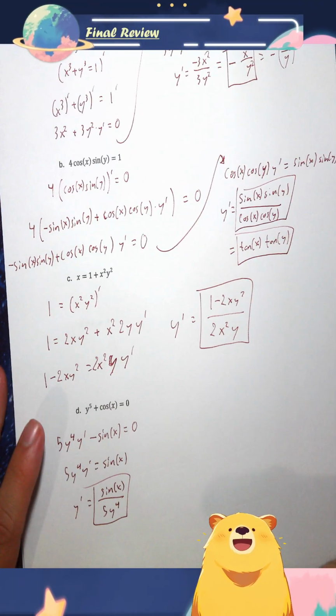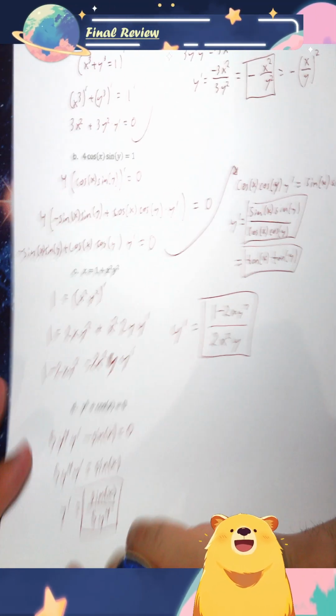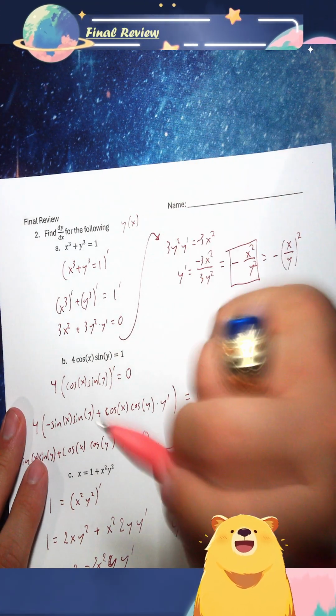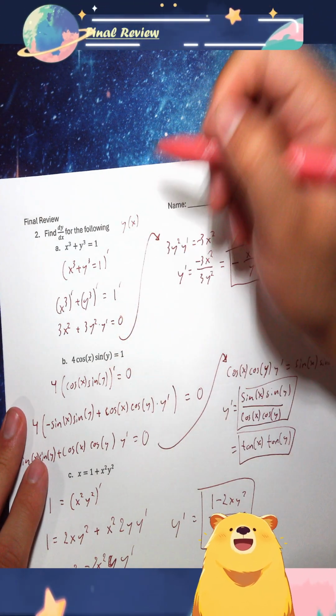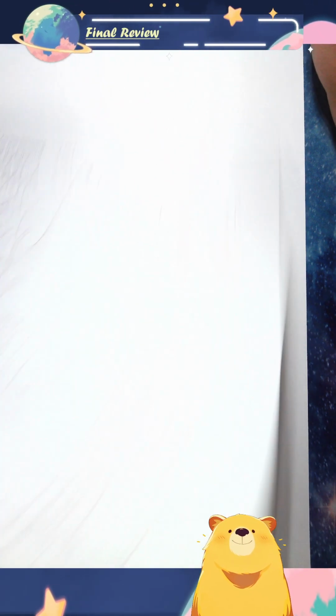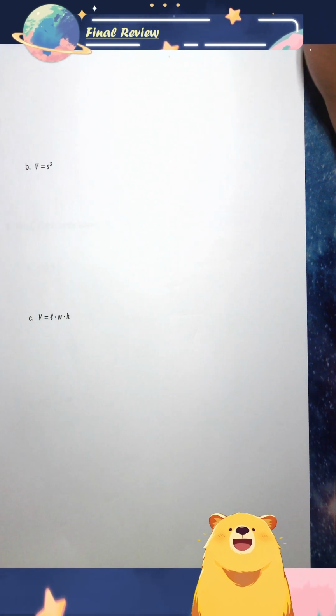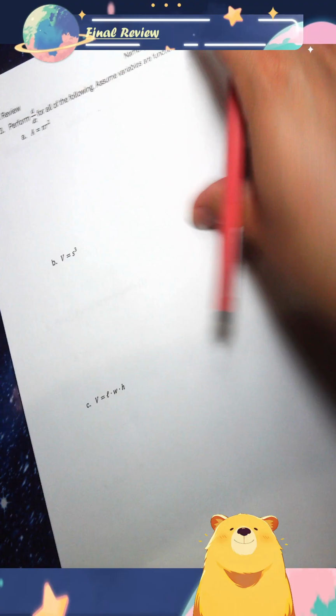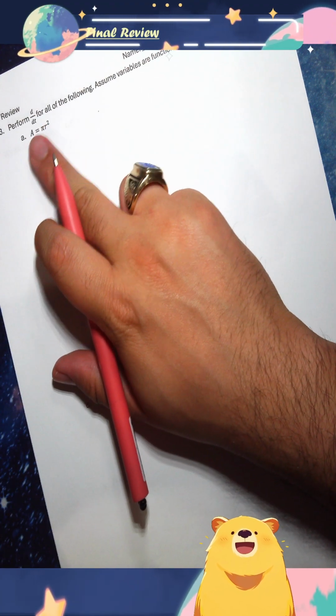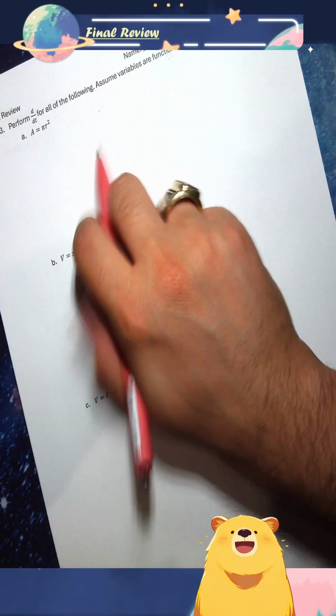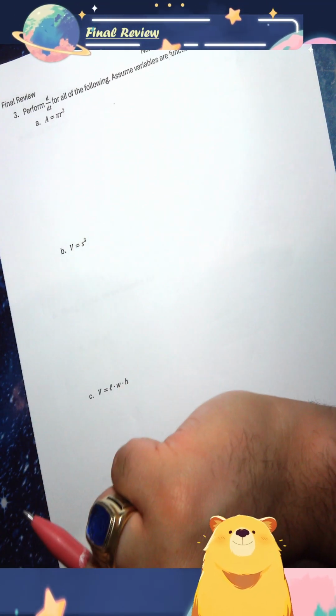Pretty straightforward for all of these. We just have to remember this technicality, that y would be a function of x in this context. All right, similar to implicit differentiation, perform the derivative with respect to t for all the following. Assume variables are functions of t.